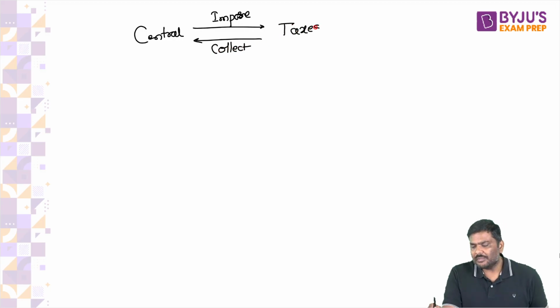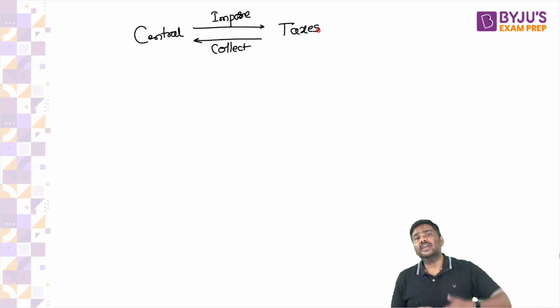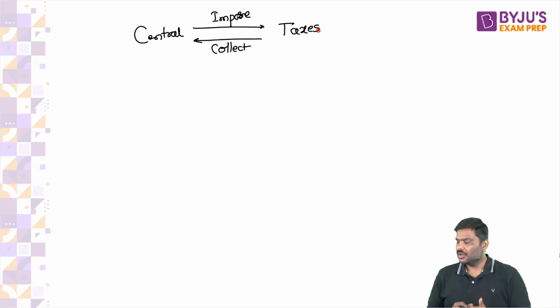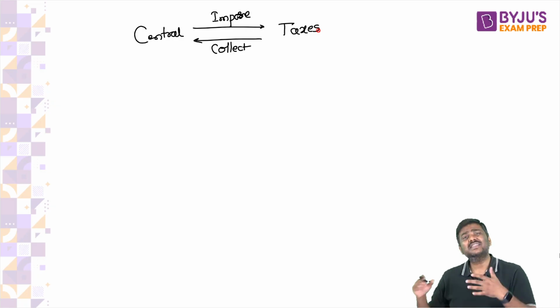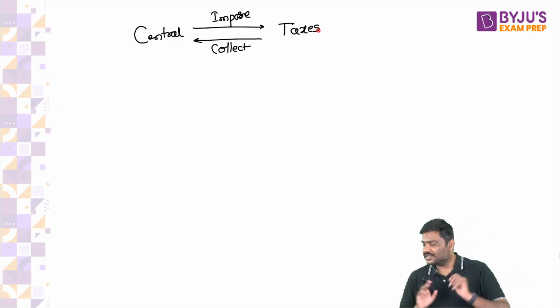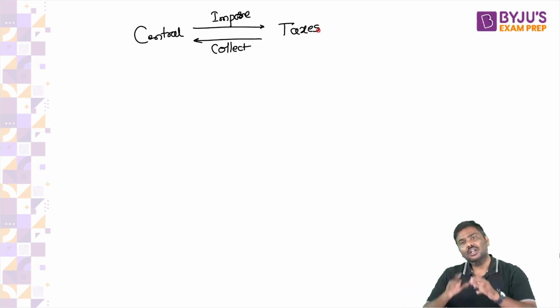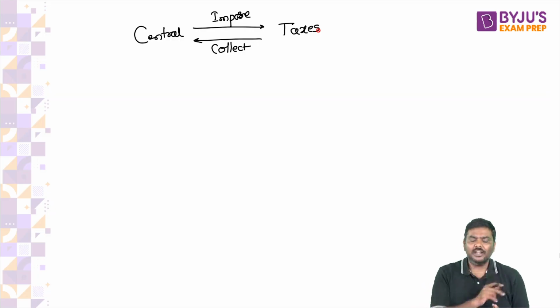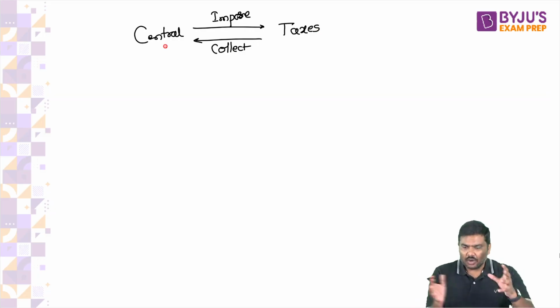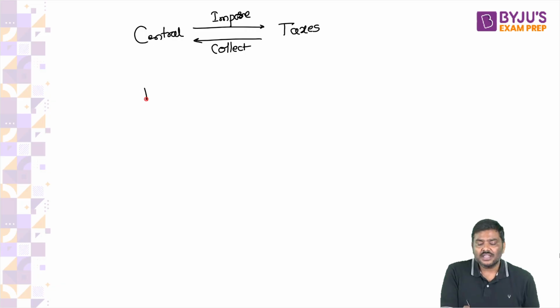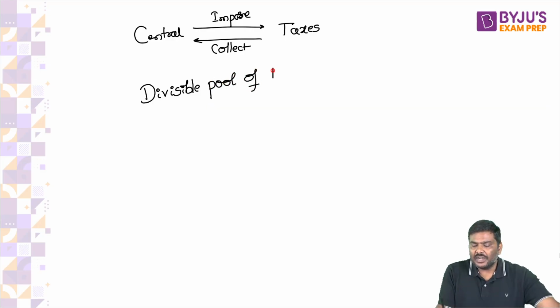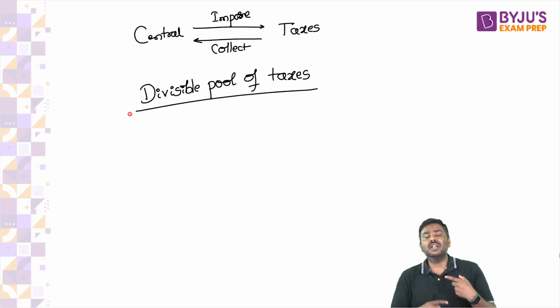Point number 1 is clear with all of you. Sir, what kind of taxes? Income taxes, corporate taxes, excise duties, etc. So central government will impose and collect a lot of these taxes. Point number 2: when the central government collects all of these taxes, this is called the divisible pool of taxes.